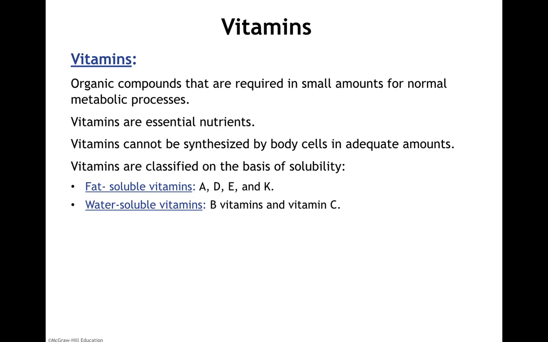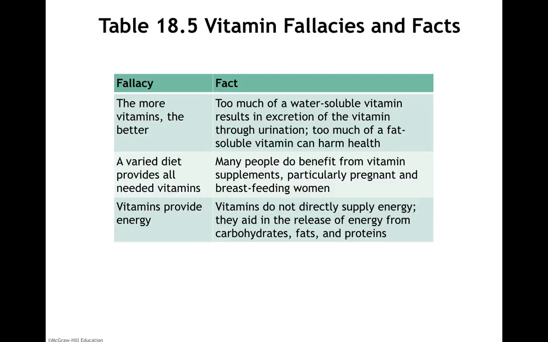Vitamins are organic compounds that are required in small amounts for normal metabolic processes. They are essential nutrients. They cannot be synthesized in adequate amounts, at least by the body, and they are classified as to whether they will dissolve in water or fats. So fat-soluble vitamins would include A, D, E, and K. Water-soluble would be the B vitamins and vitamin C.